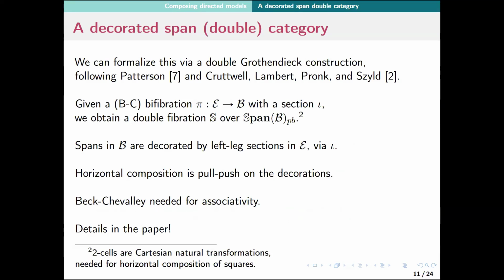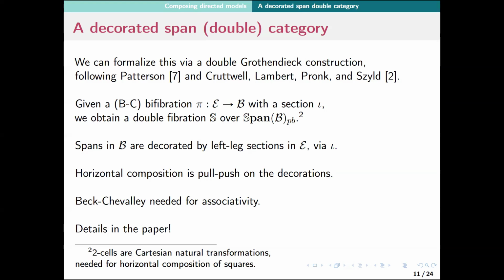In particular, as I said, before I had a bicategory, we're going to have a two-dimensional structure. So we can use a double Grothendieck deconstruction perspective on decorated spans and cospans, which Evan Patterson talked about last year, which is really very nice, and it's quite easy and quite general. As I said, if we have a bifibration and a section of it, in the paper I show you, you can obtain exactly a double fibration.